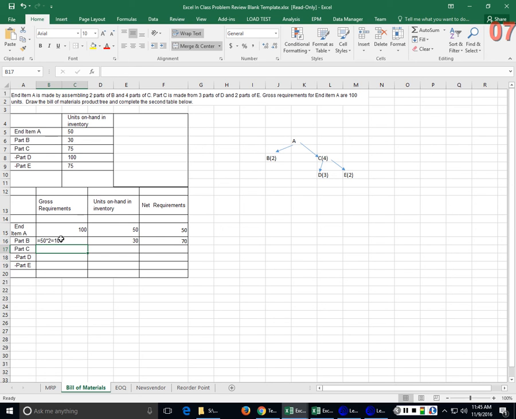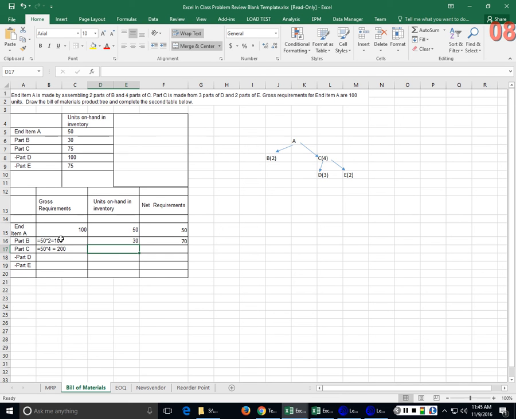For part C, what is my gross requirement? First off, tell me what it's driven by. Is it driven by A? Which part of A, gross requirements or net requirements? The net requirements. So for C, I'm going to take my net requirements from A and multiply that times what? Times 4, which says that I need 200 for gross requirements.